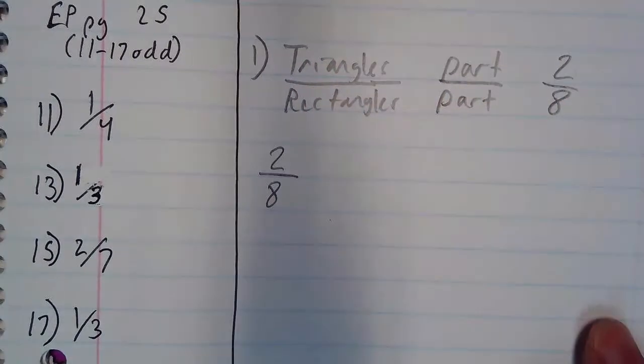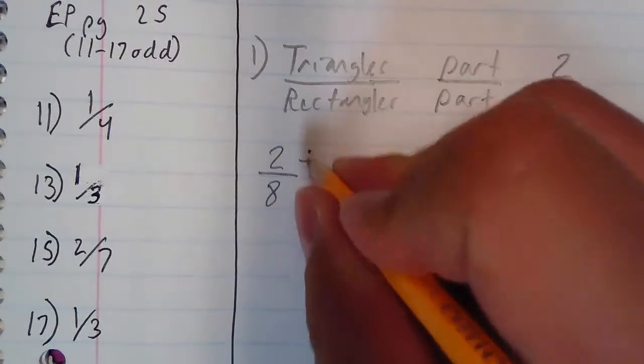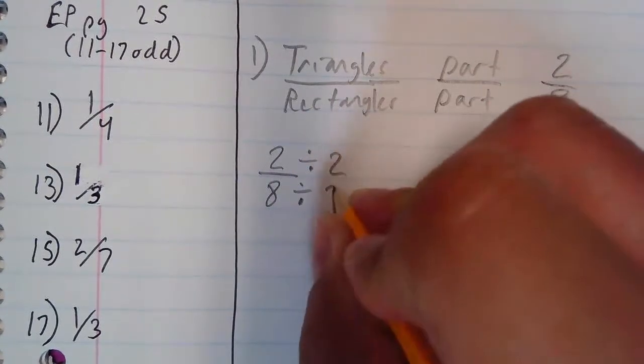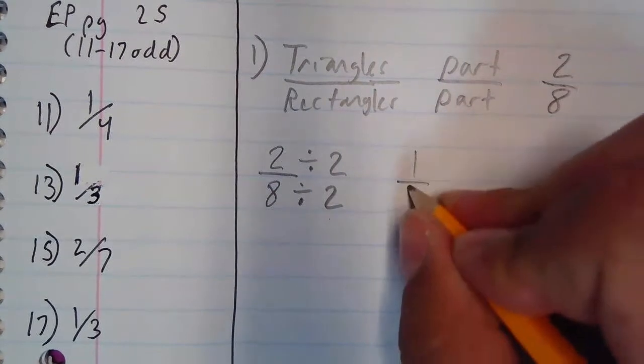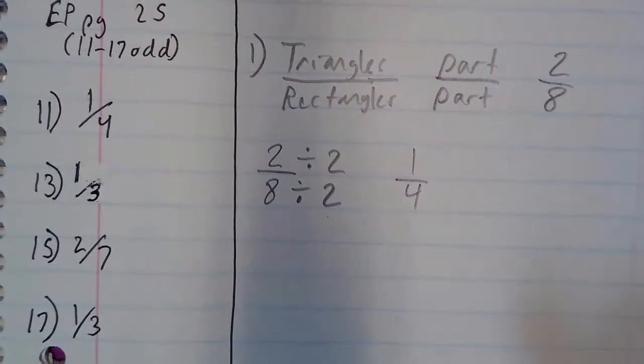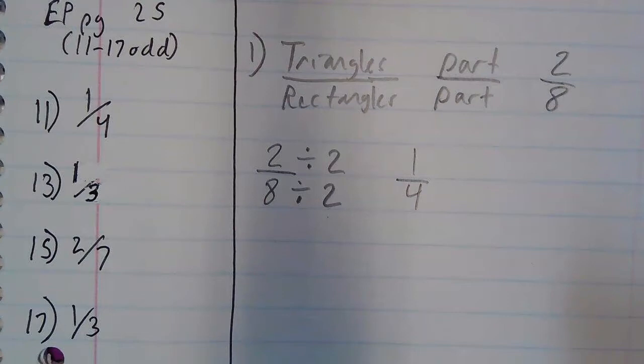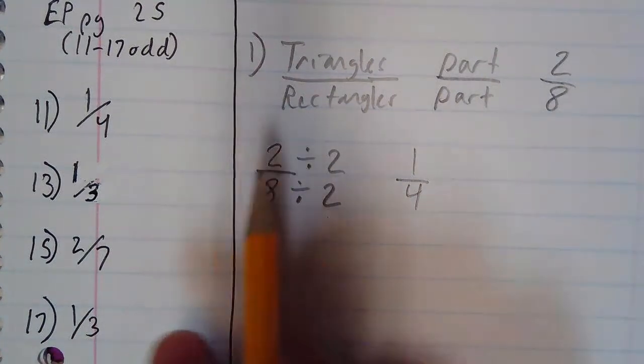You find the greatest common factor. The greatest common factor is 2. The answer is 1 to 4. Okay? Just a quick reminder.